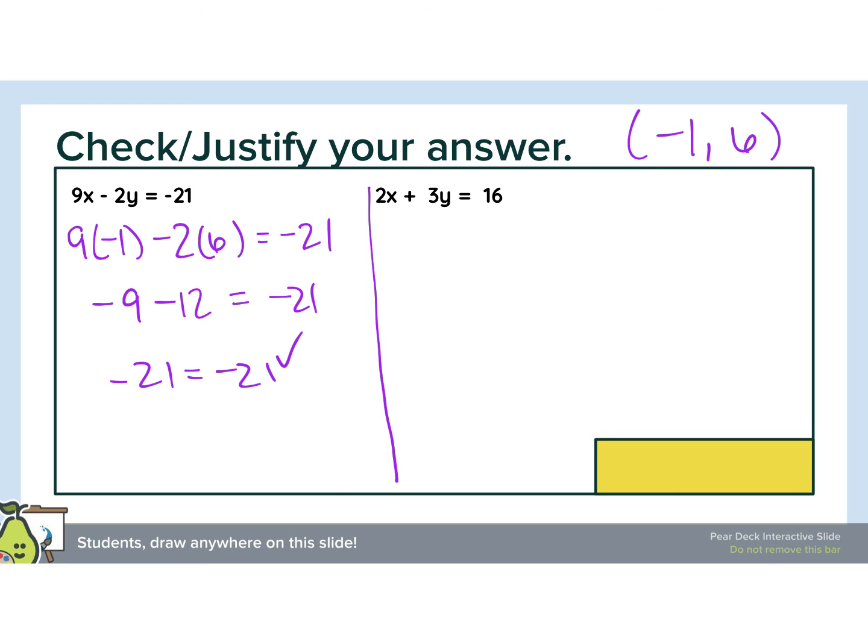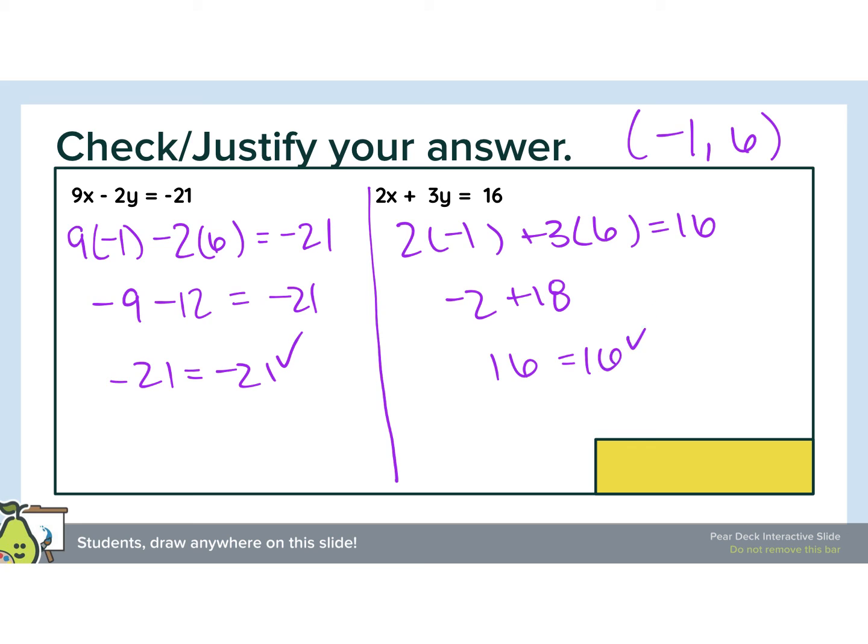Let's check the second one. I'm going to set it up. Instead of variables, parentheses. Then for x, negative 1. For y, positive 6. This is a negative 2 plus 18. Subtract. Keep the sign of the larger, which is positive. It checks out. Put the answer in the box. Try practice problem 2.